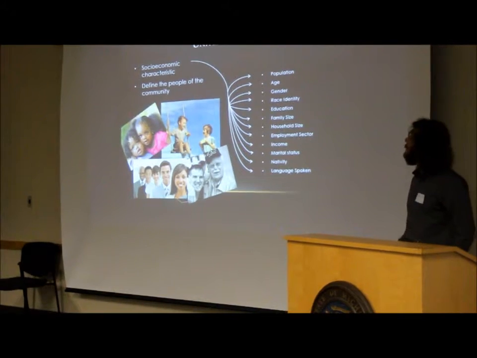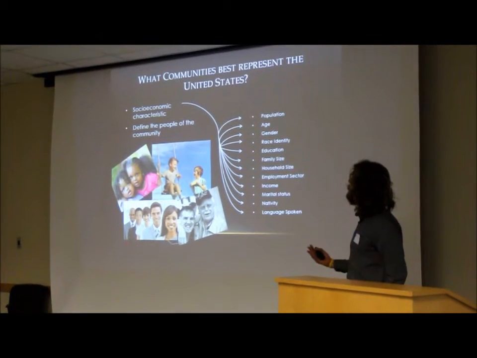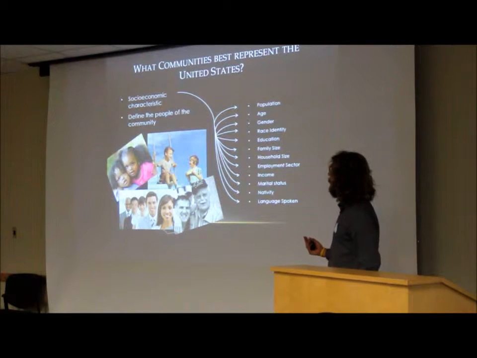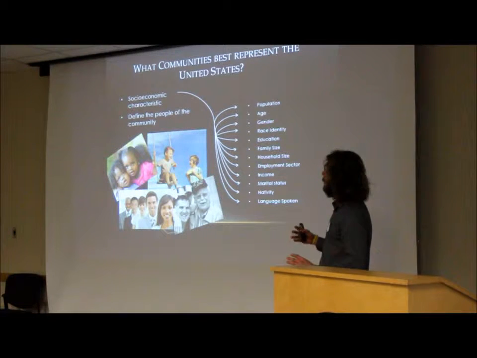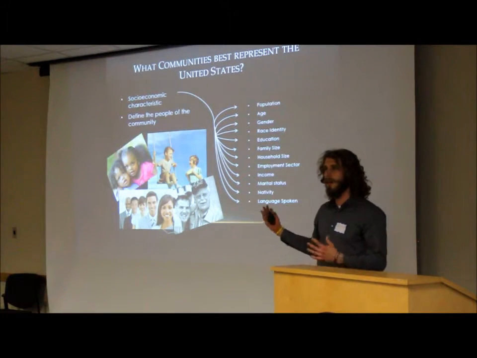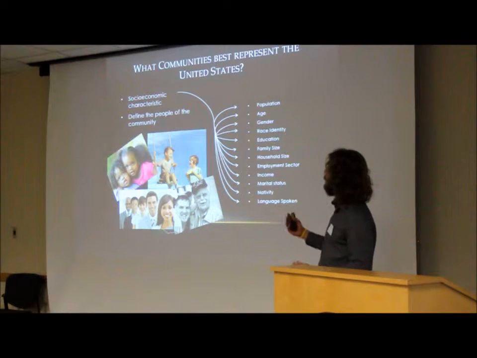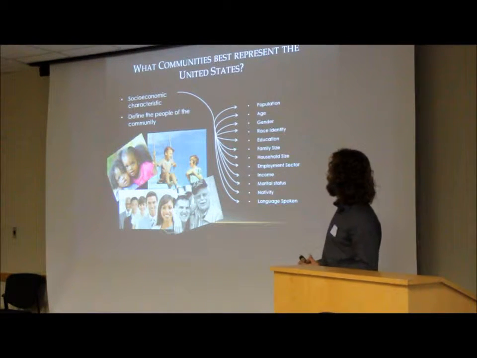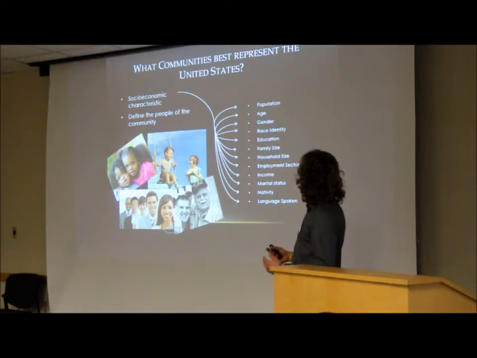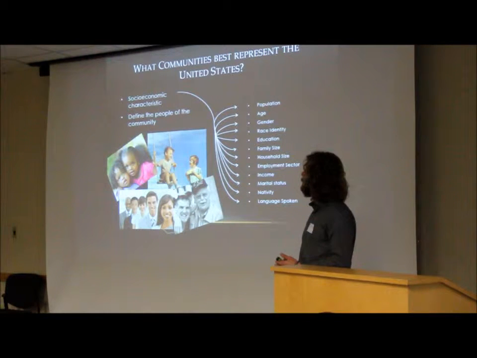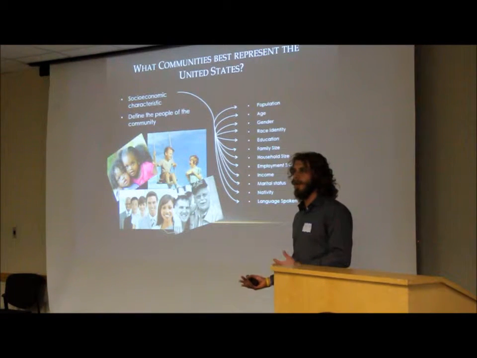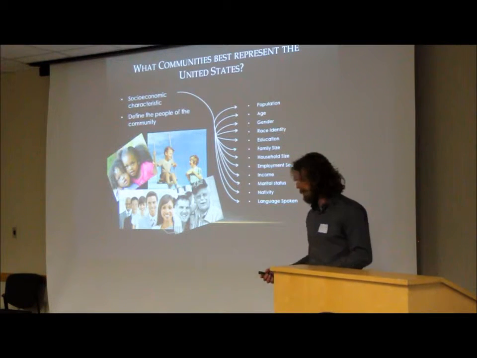What I'd like to begin with is the question: what communities best represent the United States? It's a very broad question that can be defined in a number of ways. The way I chose to look at it is to use socioeconomic characteristics to ask which communities best represent the U.S. I came up with a list of socioeconomic attributes that I thought best defined the people of a community. This is a question that I wanted to explore in my study.